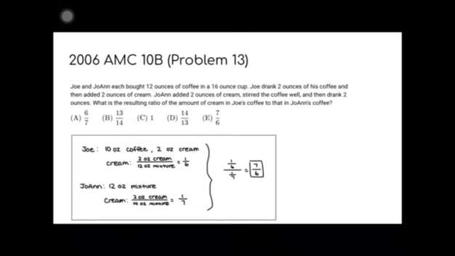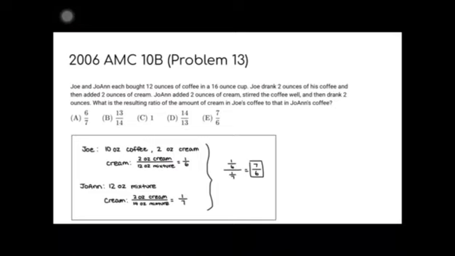Joanne added 2 ounces of cream into her coffee and then drank 2 ounces of the coffee cream mixture, so she has 12 ounces of the coffee cream mixture left in her cup. The fractional part of cream in her cup is 2 ounces of cream over 14 ounces of the coffee cream mixture, which is equal to 1 over 7.